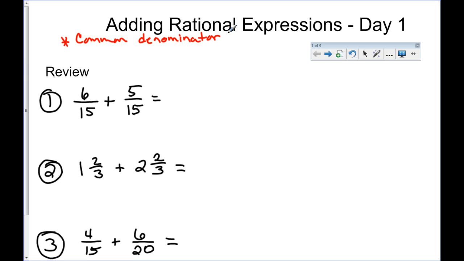Okay? So looking at this first one, does it have a common denominator? Yes, it does. So therefore, I can just add straight across and the denominator will stay the same. Okay? So 6 plus 5 is 11. That one was easy, right?